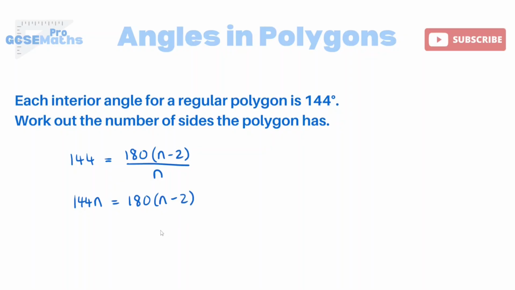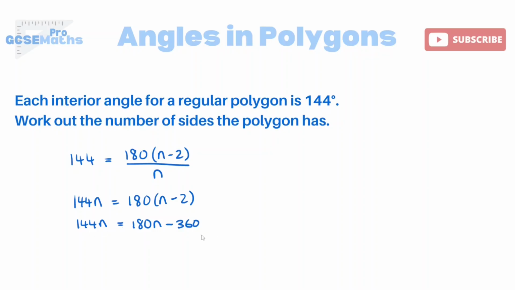Now, depending if it's a calculator question or not, you can either divide by 180, but obviously that's going to end up being a fraction. Or, what I would recommend if you don't have a calculator, if it is a non-calculator question, is just expand the brackets. So 144n is 180n minus 360.